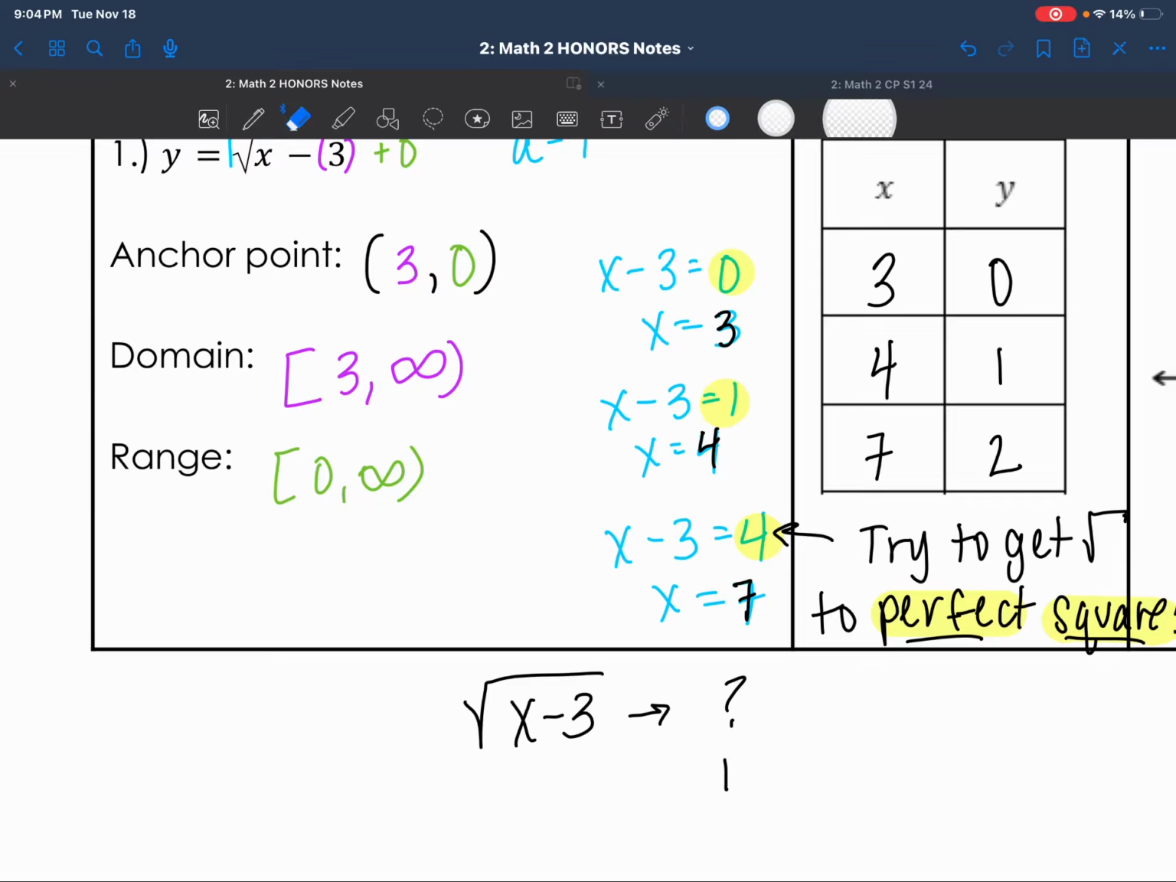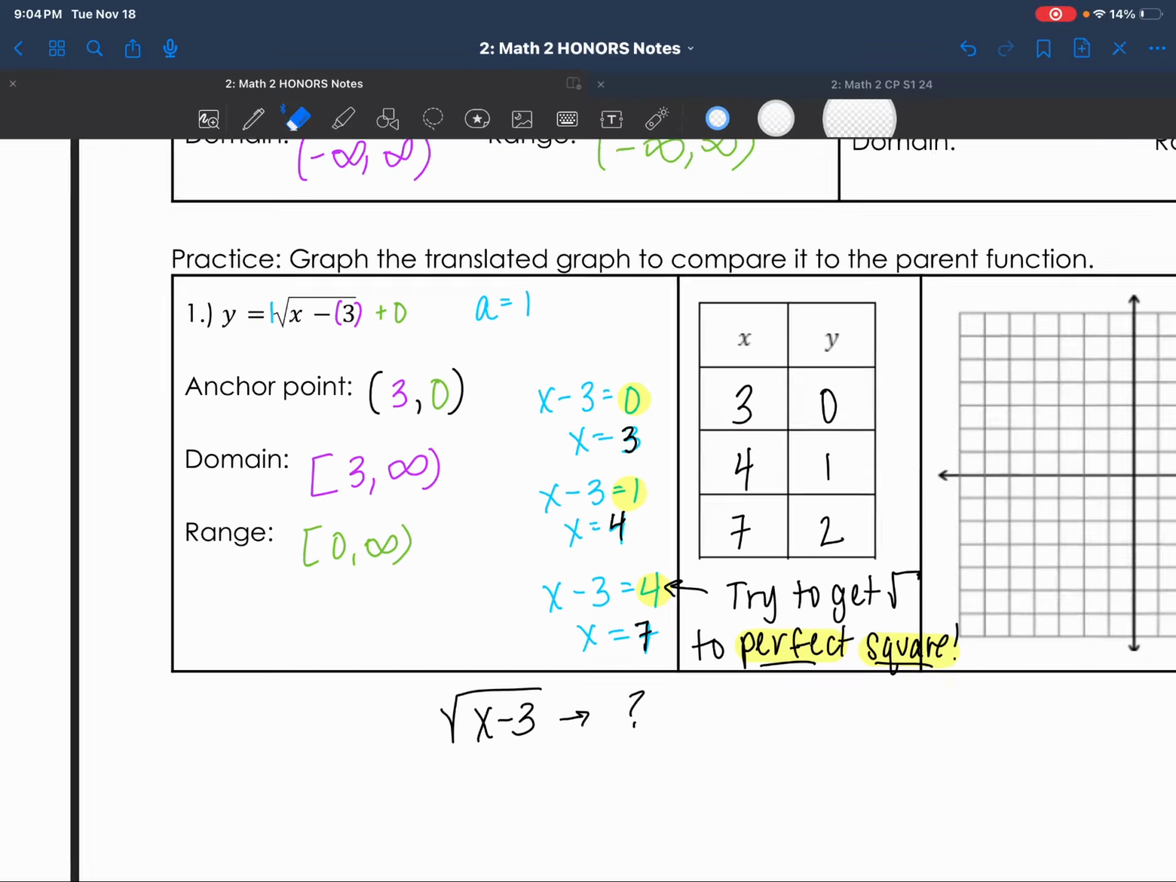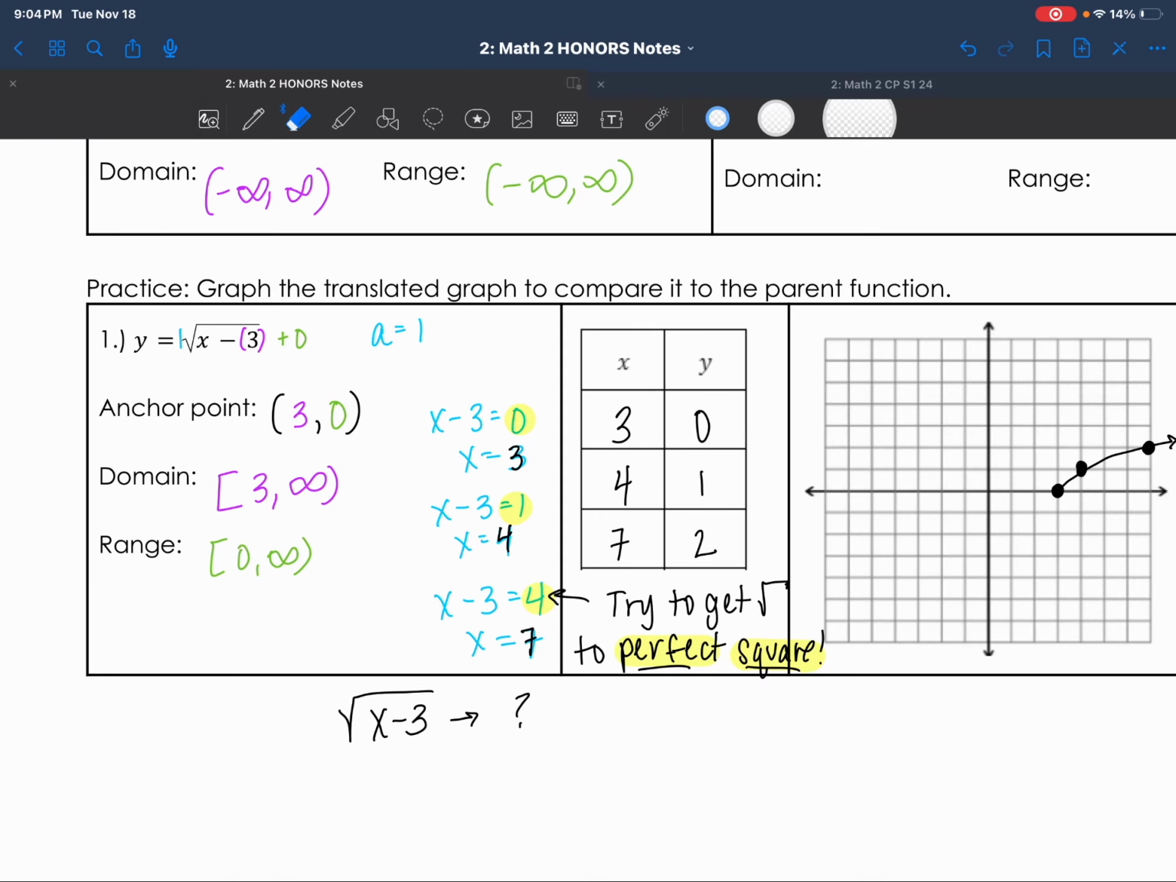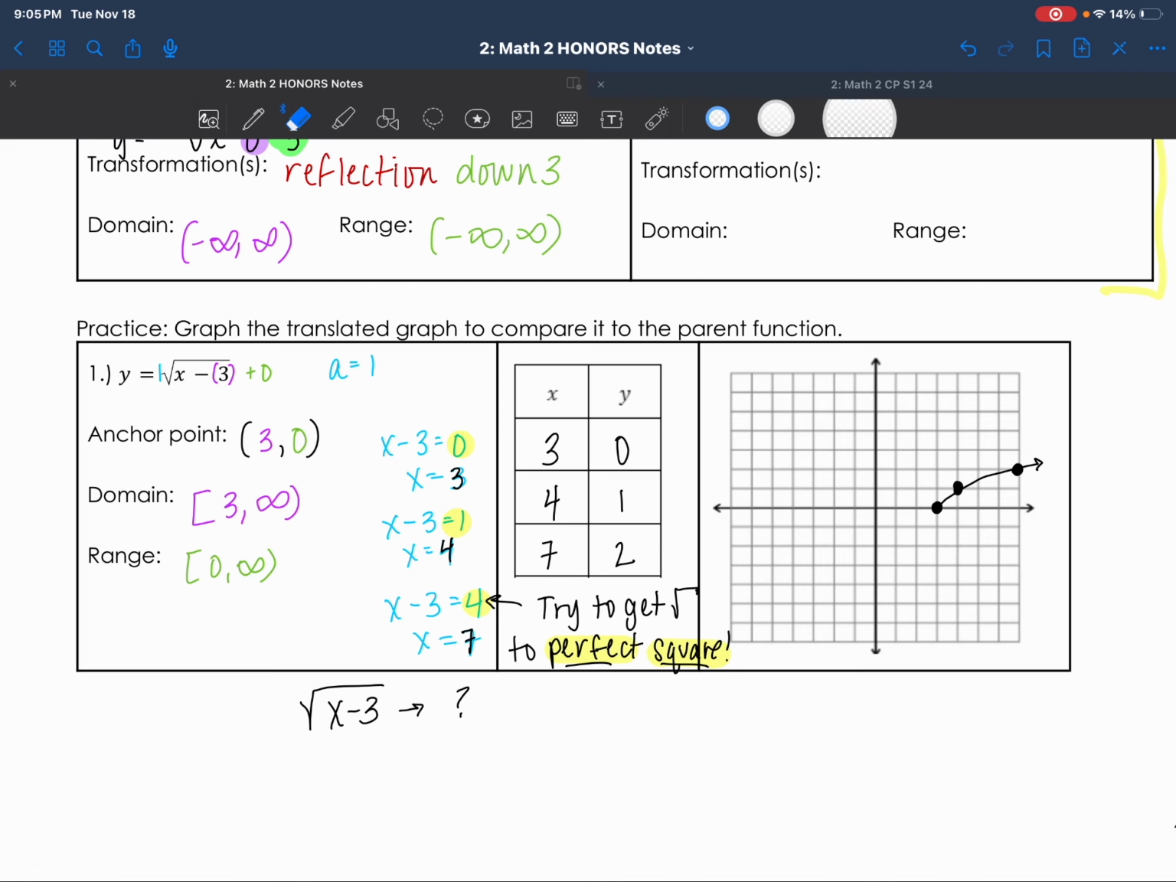So that's just one of the tricks to help you whenever you're graphing, to get a perfect square under the radical. And then once you get that, you just go ahead and solve the rest. All right, so now that we have that, let's plot our points: 3, 7, 4, 1.